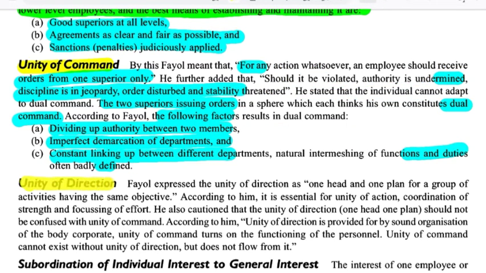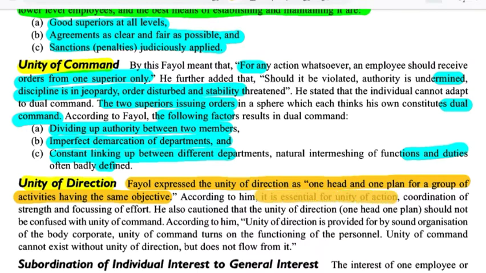Next is unity of direction. Henri Fayol expressed unity of direction as one head, one plan for a group of activities having the same objective. Means if a group of activities has the same objective, then there should be one plan and one head for that particular activity or project. According to him, it is essential for unity of action, coordination of strength, and focusing of effort.